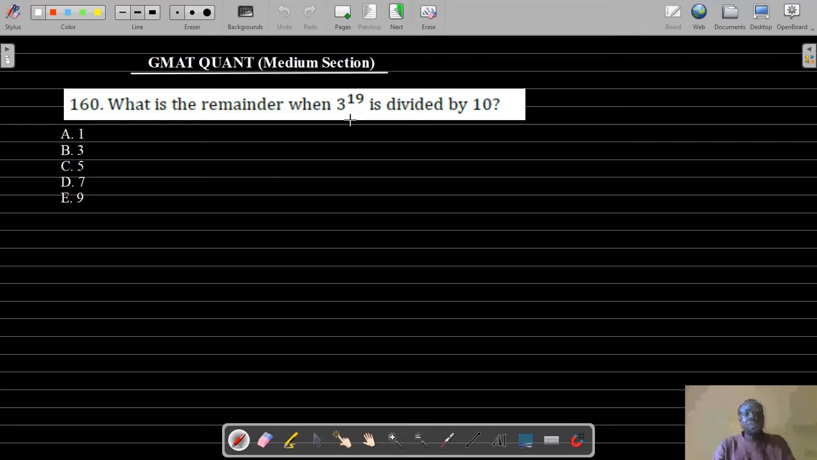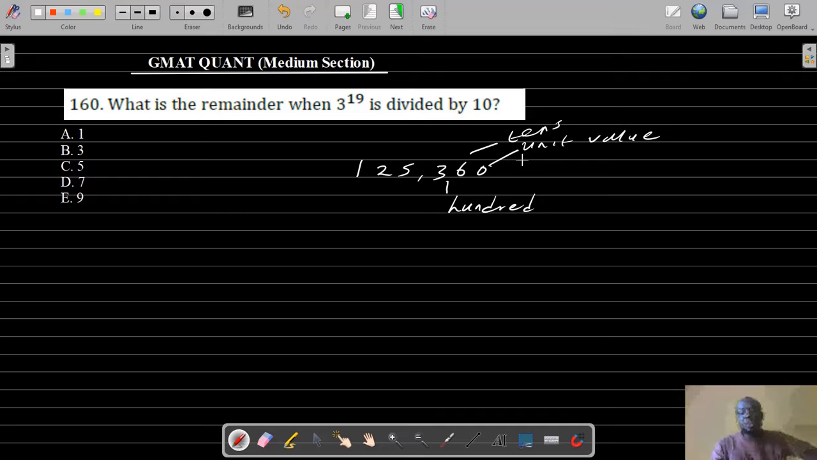If you plan on going through the rigorous process of working out 3 raised to the power 19 and then dividing it by 10, you're going to waste your time. Take note, when you divide any number by 10, the unit value is always the remainder. What do I mean? If you have something like 125360, the 0 is known as your unit value. The 6 is the tens. The 3 here is the hundreds. And it goes on like that.